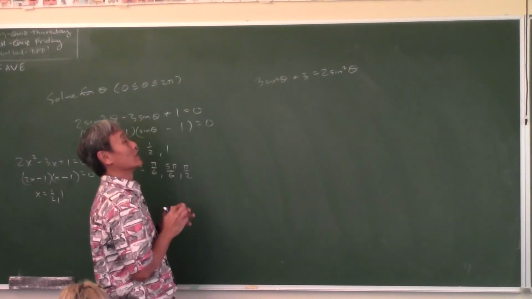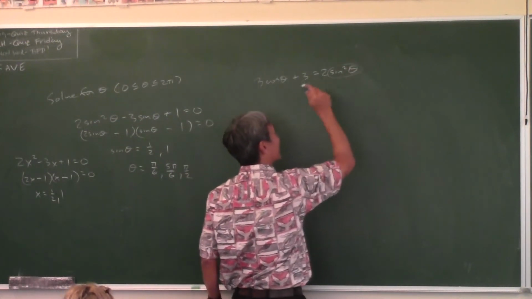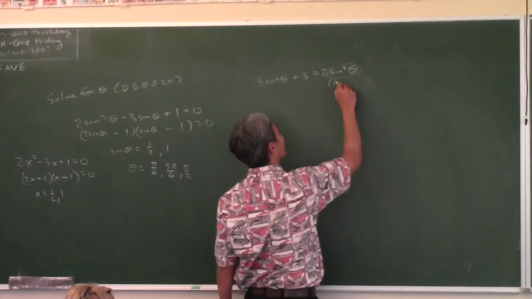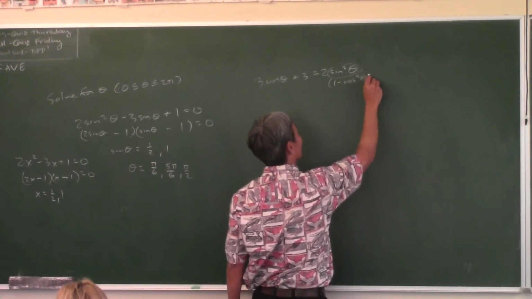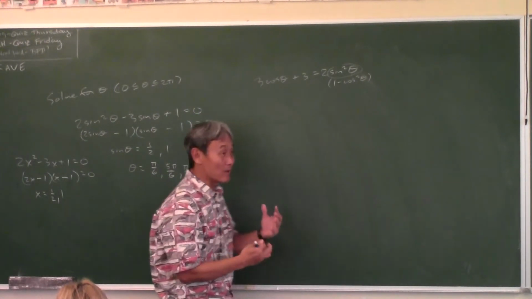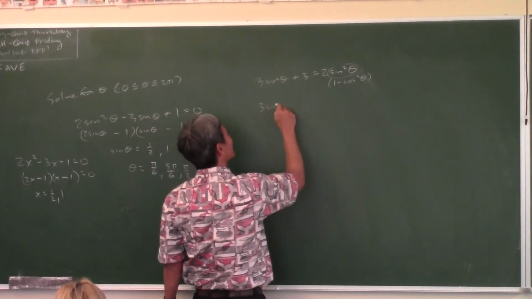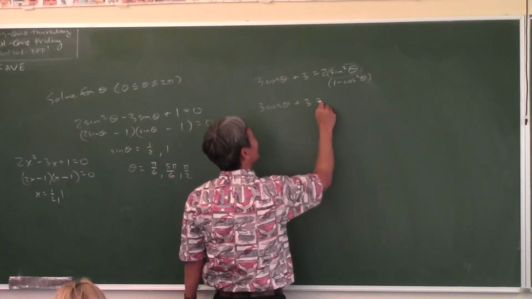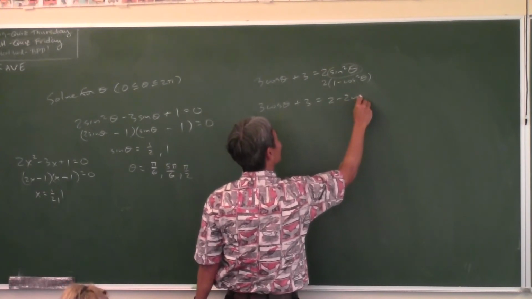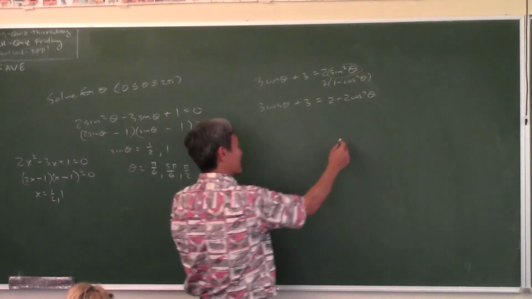You have to use identities. Like sine squared theta. What can I do with that? There you go. 1 minus cosine squared. Oh, so Mr. Park, I gotta know my identities then. Yes! That's why we studied that. So if you multiply out everything, you get 3 cosine theta plus 3. Distribute the 2 here, alright? So you get 2 minus 2 cosine squared theta. Hey, this is a quadratic, Mr. Park. Yeah, so how do you solve quadratics?